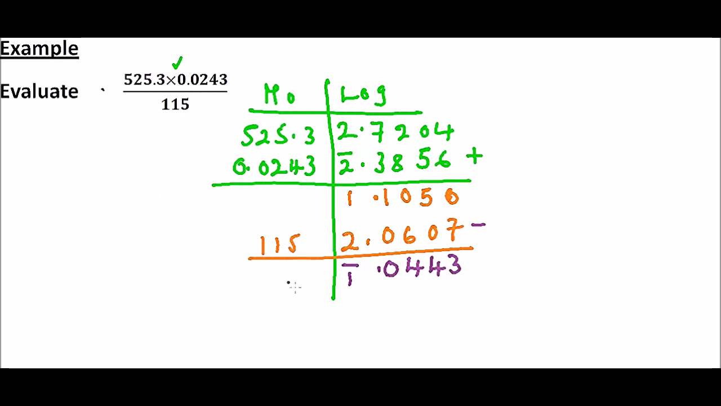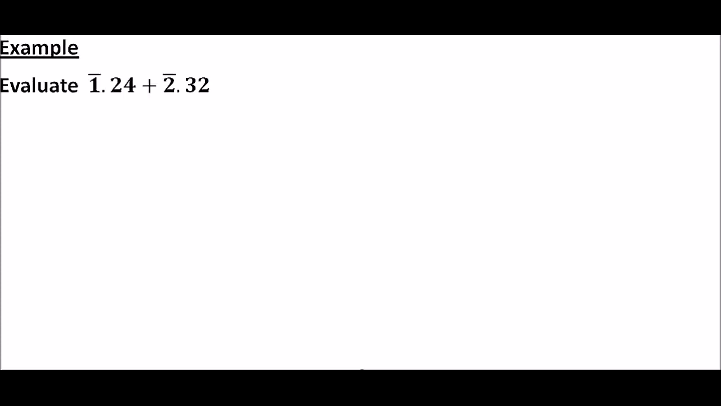If it is bar 1, it means it is 10 to power minus 1. Then we get the anti-logarithm of 0.0443, which we get it is 1.1099. So this means you divide this number by 10 because of this minus. So the solution to that is 0.11099. That is the answer.